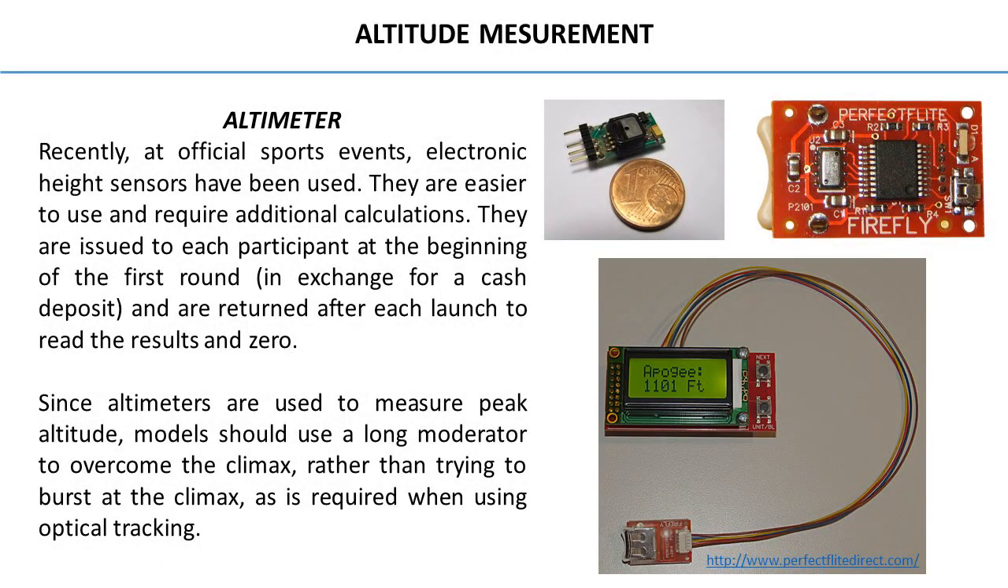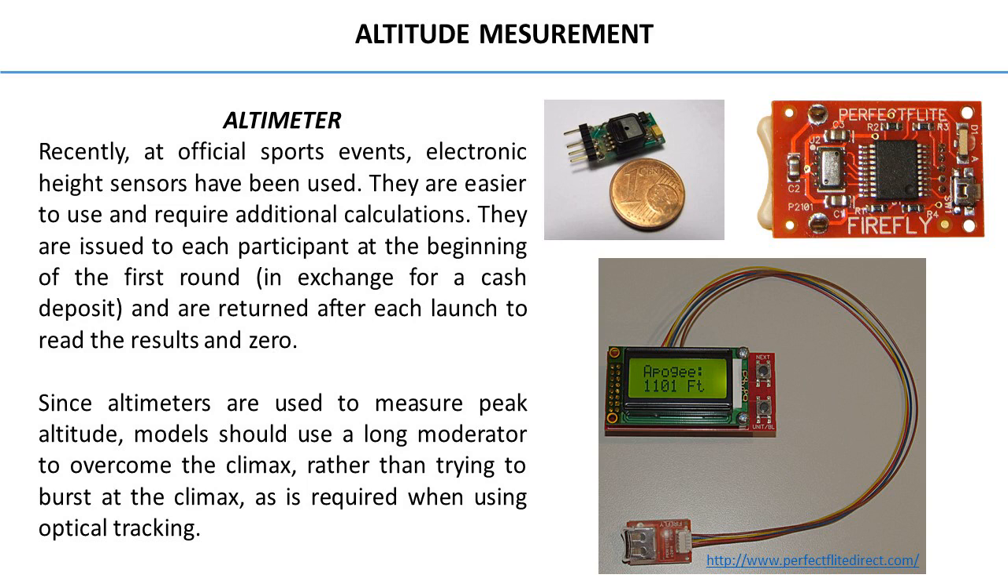Recently, at official sports events, electronic height sensors have been used. They are easier to use and do not require additional calculations. They are issued to each participant at the beginning of the first round in exchange for a cash deposit, and are returned after each launch to read the results and zero.